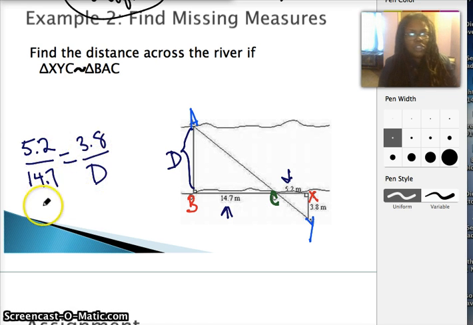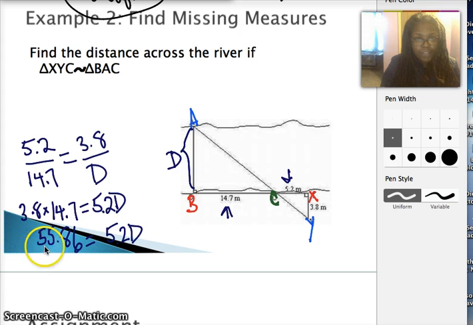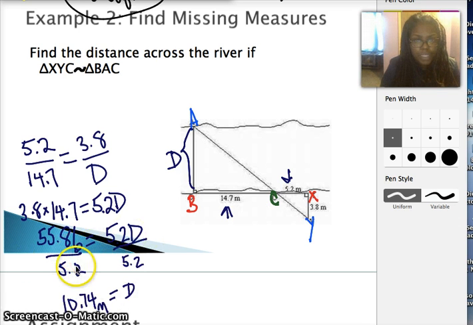And here is one of the situations why I keep asking you guys to do the cross multiplication, even though it seems really easy to sometimes solve these, because when you have a situation like this with decimals, it's just not convenient. So what we're going to end up doing is multiplying 3.8 times, I use the old-fashioned times sign, 14.7, and that's equal to 5.2 D. So we'll multiply this, and we get that 55.86 is equal to 5.2 times D. And when we divide both sides by 5.2 to isolate the D, we get 10.74 meters is the distance, or the D value, across the river.